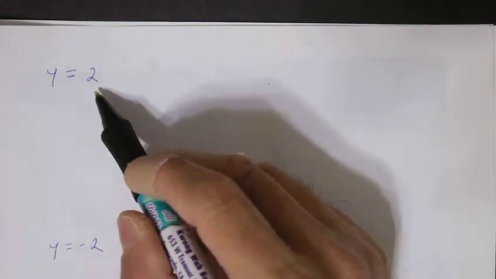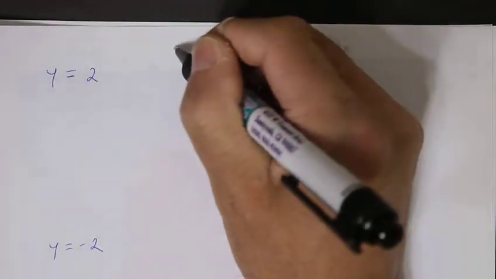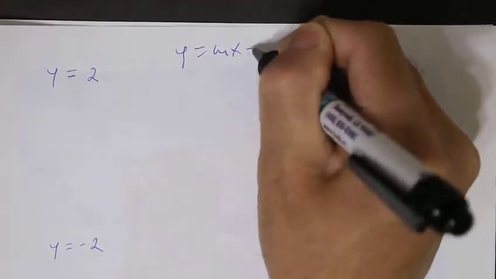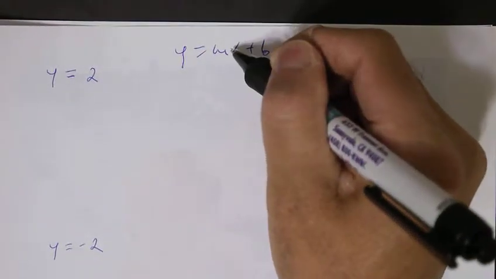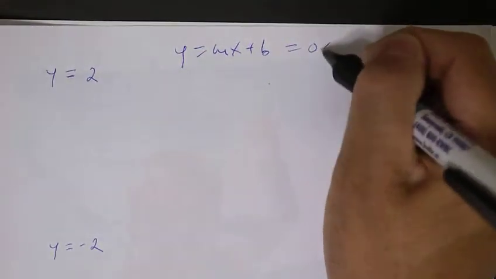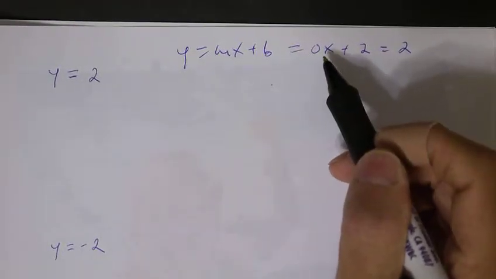So for example, y equal to 2. That's a special case. That means from this equation, y equal to mx plus b, you just have 2, right? The slope is 0. So you have 0x plus 2, or just 2. That means the y-intercept is 2. What do you mean by that?